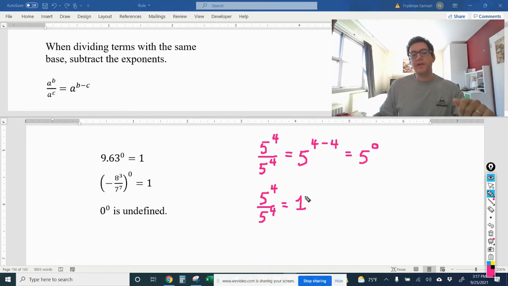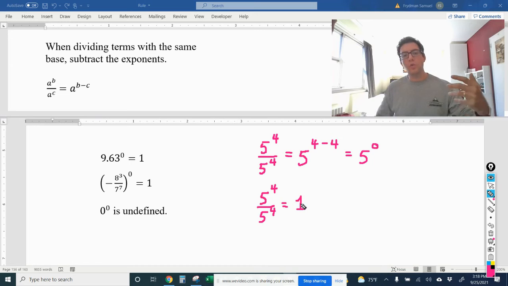Now look at what we have here. We have this expression 5 to the 4th over 5 to the 4th. And we figured out that it's equal to 5 to the power of 0, but it's also equal to 1.